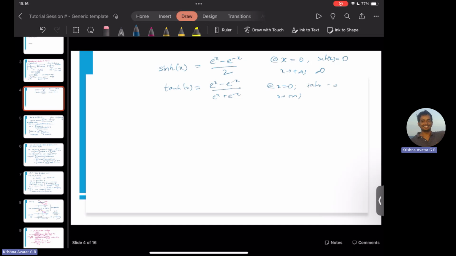X tends to plus infinity, it tends to 1, since e to the power minus x dies. X tends to minus infinity, then the reverse happens, so e to the power x dies in both the numerator and denominator. So what we are left with is this one such thing. It seems that we are making some headway here.